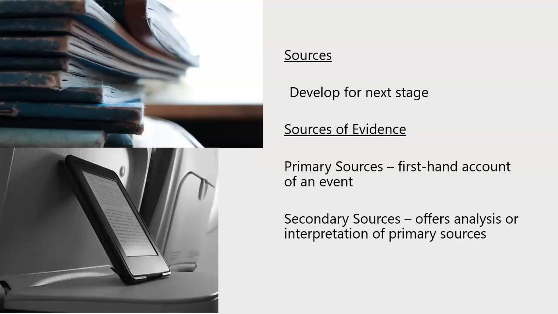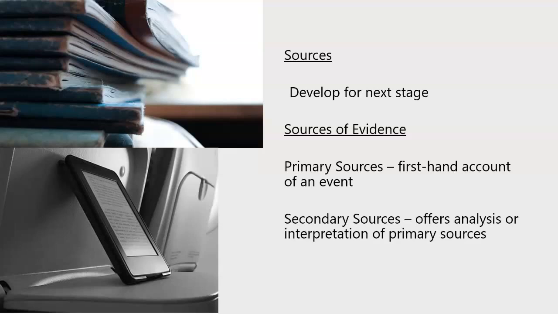So we've got two different types of sources. We've got the primary sources, which are first-hand accounts of an event, and secondary sources, which offer analysis or interpretation of those primary sources. So primary sources could be like a photo, a diary, an artifact. There's no interpretation. It's just the source right there.